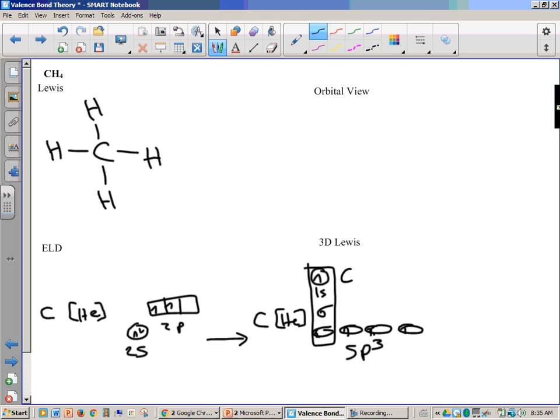I'll put another one up there. It doesn't matter what side they're on. Again, that's a 1s. That's going to be a sigma bond. Again, 1s. That's going to be a sigma bond. And again, 1s. And that's going to overlap with that, and that's going to be a sigma bond. 4 sigma bonds. Now, you'll notice I went underneath my 3D Lewis. I'm going to need some space. I can do that over here to the right. I'll have enough room. You guys can write your 3D Lewis wherever you need to put that. Okay?